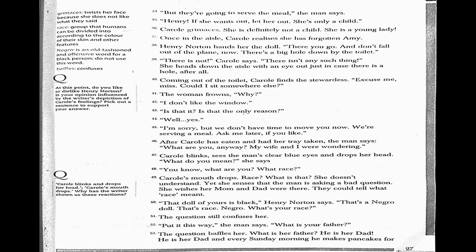They could tell what race means; they can easily tell the answer of race. Her parents can easily tell which race they belong to. Now see paragraph number 50. "That doll of yours is black," Henry Norton says. That man, Henry Norton, says to Carole that the color of your doll is black. "That's a Negro doll. That's race Negro." Now he tells Carole that just because of its black color, your doll belongs to the Negro race.